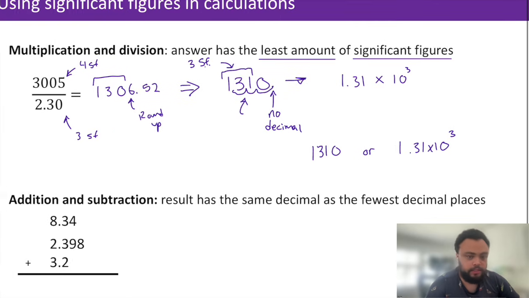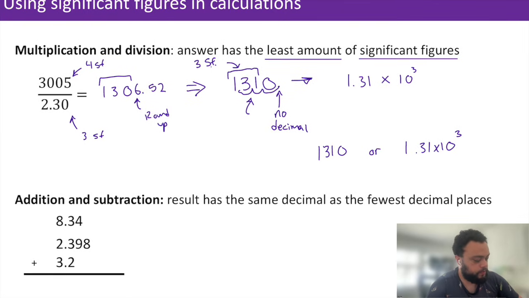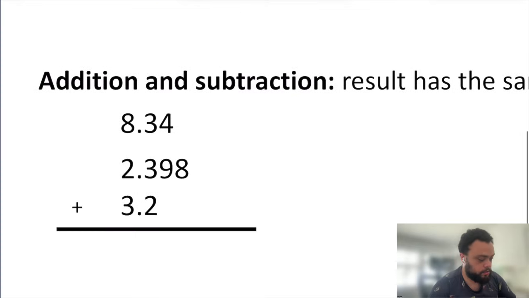Okay, for addition and subtraction, it's a little bit different. What we'll do is find the number that has the fewest decimal places, because the result is going to have the same decimal count as the fewest decimal places. So this one, 3.2, has the fewest decimal places. What I like to do is just draw a line all the way down.